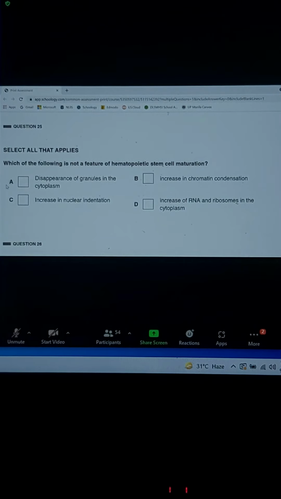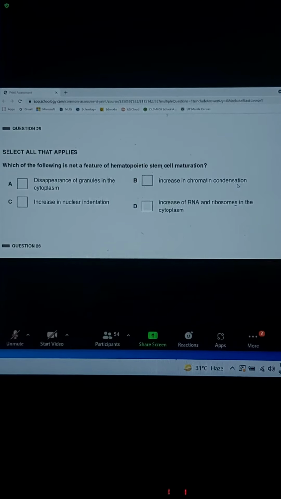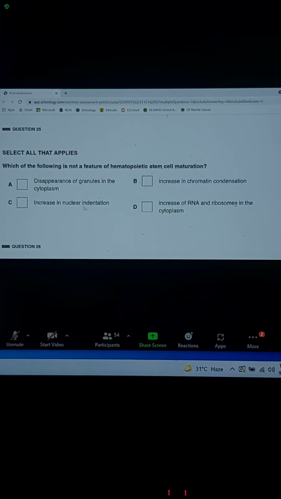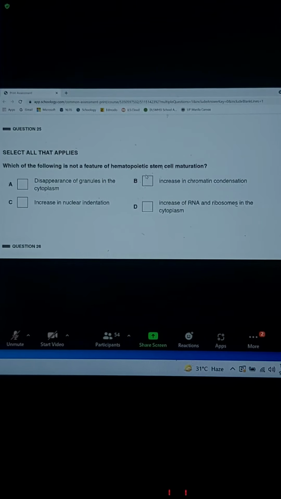So kasama siya sa hinahanap natin na sagot. Letter B, increase in chromatin condensation. Is this correct or incorrect statement? Correct po. So hindi siya kasama. Letter C, increase in nuclear indentation. Correct po. Correct statement din siya. So hindi siya kasama sa hinahanap natin.